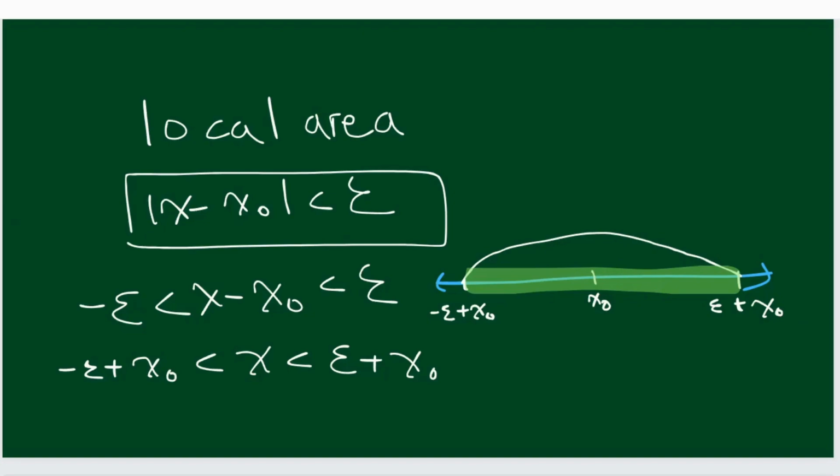And this is actually called the local area. I can just draw an arrow pointing to local area. So here, the distance between x0 and negative epsilon plus x0 is epsilon. And the distance between x0 and positive epsilon plus x0 is equal to epsilon. And epsilon can also be called the radius of the local area.